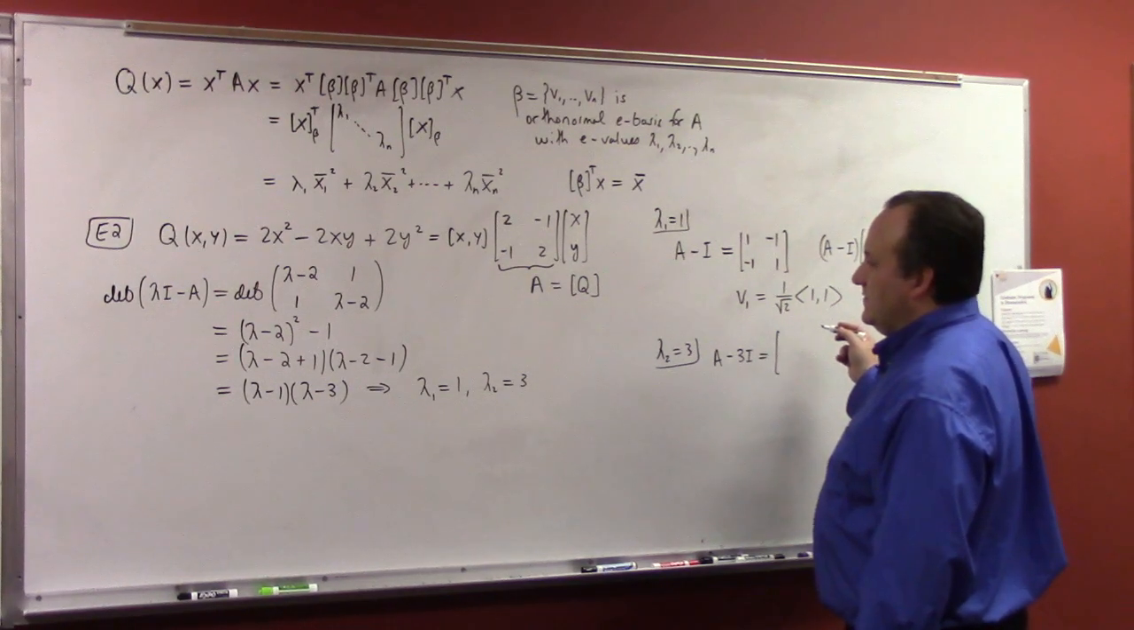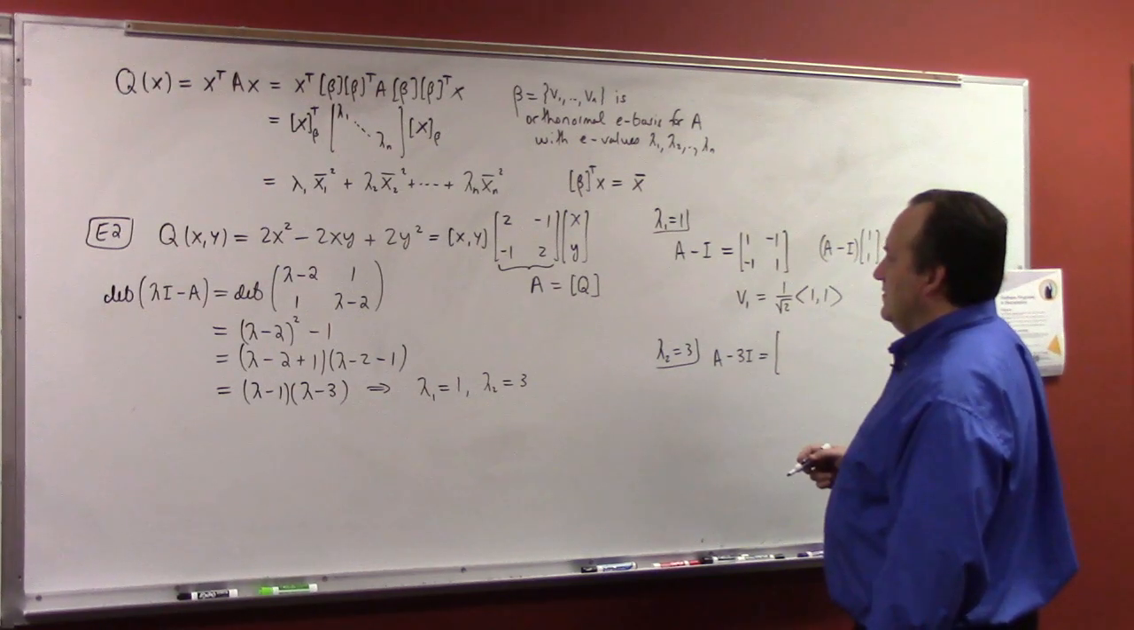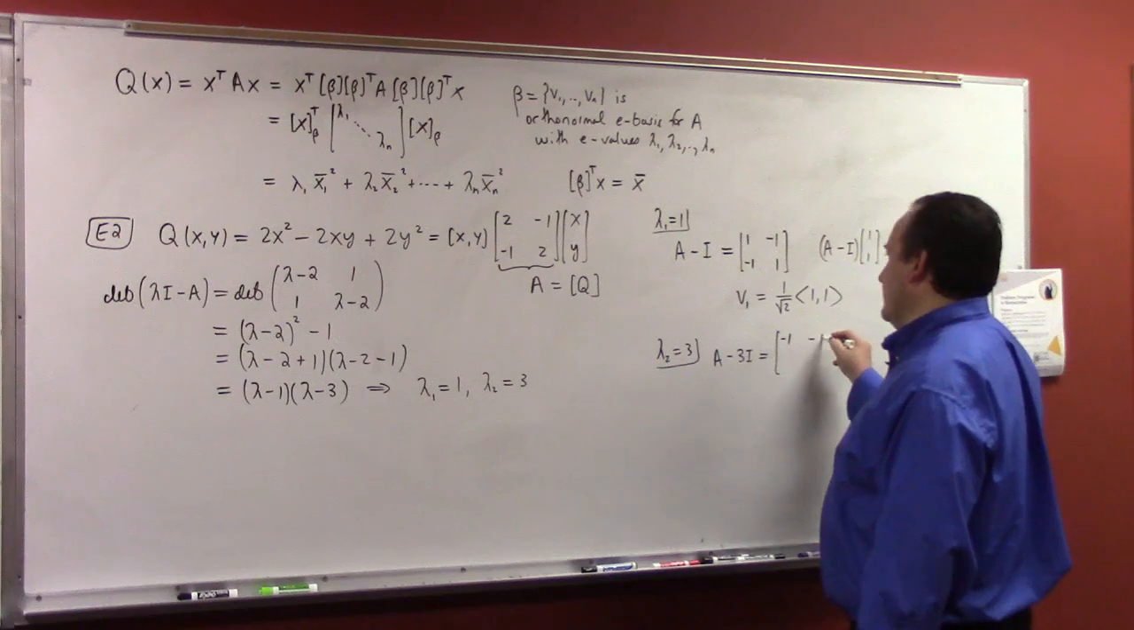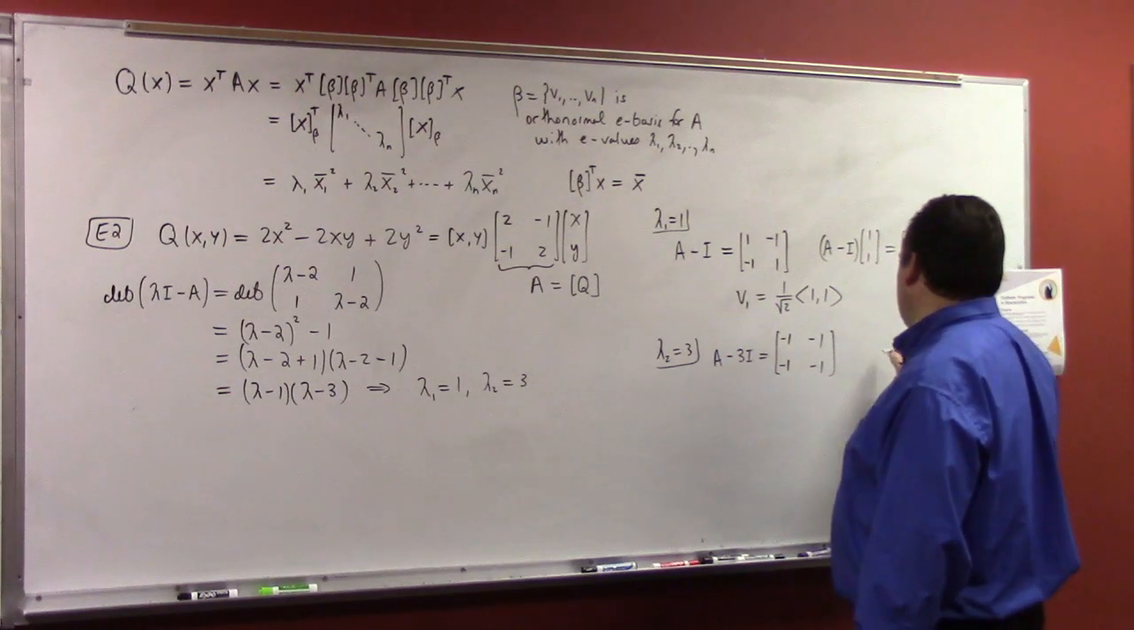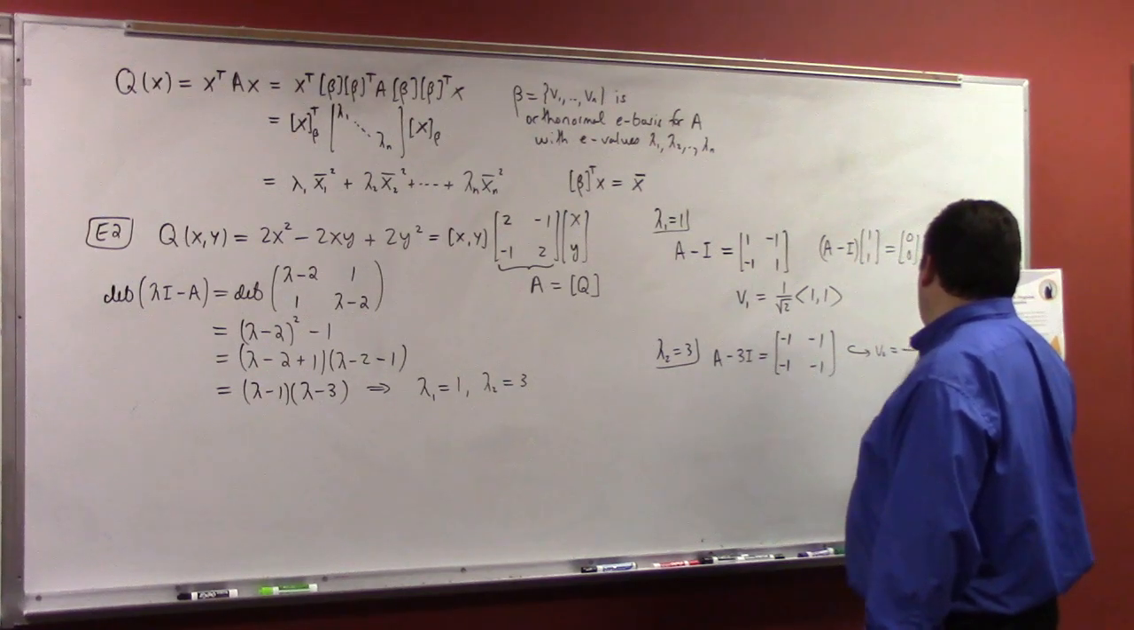Minus 3. So I got, oh, what? Oh, minus 1, minus 1, minus 1, minus 1. That is this matrix, right? So this tells me V2, I can make 1 over root 2 times (1, minus 1) or its negative.